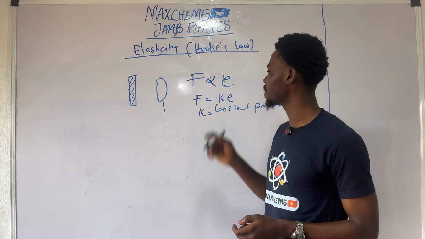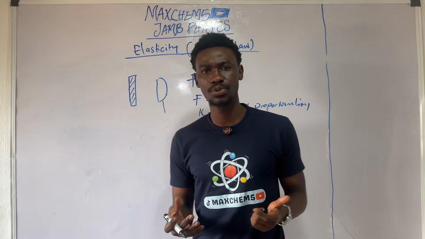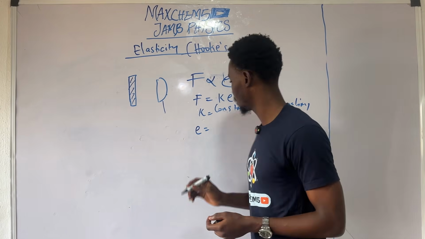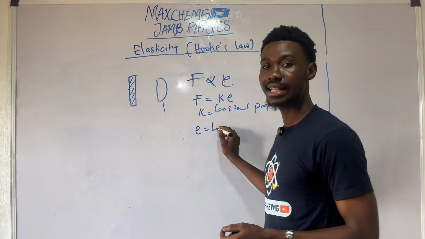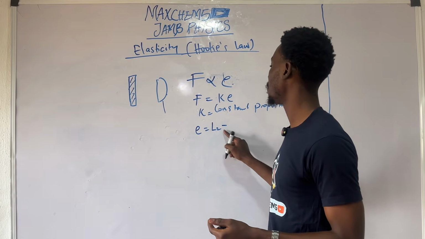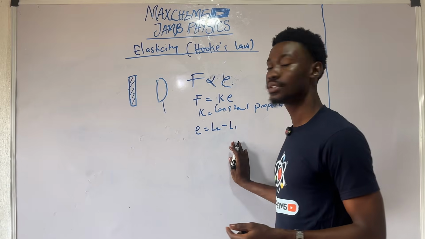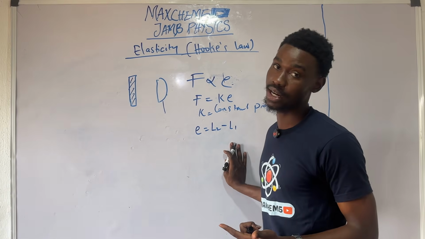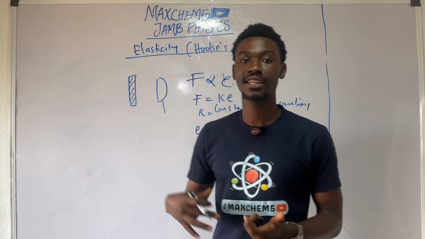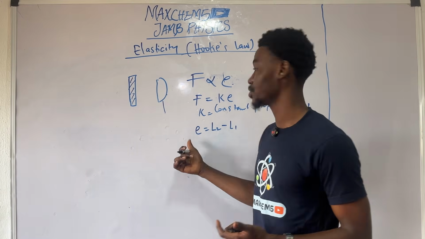Now, the extension of the material can also be written in a unique way. The extension of the material can be written as the new length, we can call that L2, minus the old length, we can call that L1. So when you subtract the old length from the new length, what you get is the extension.